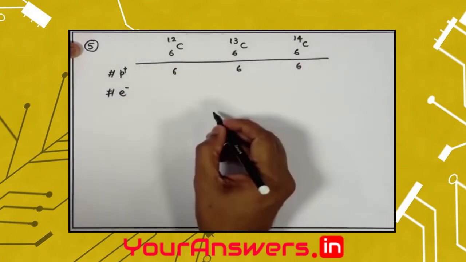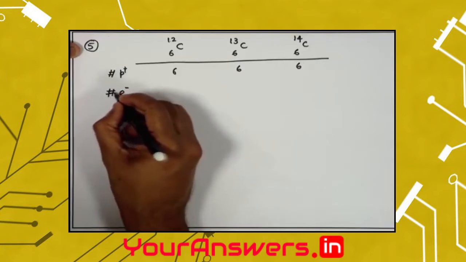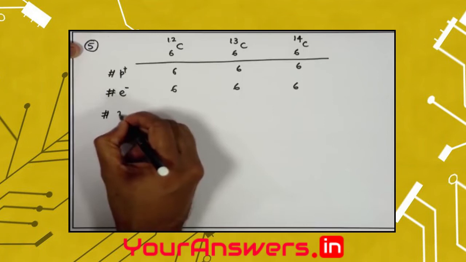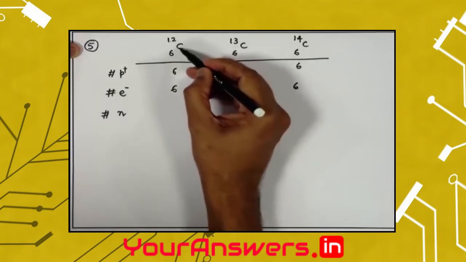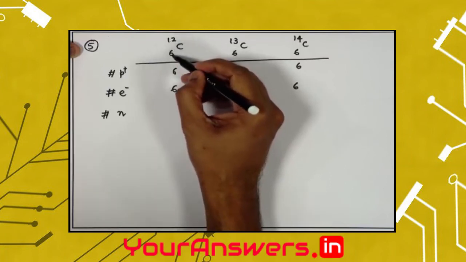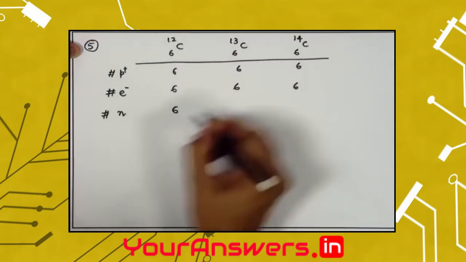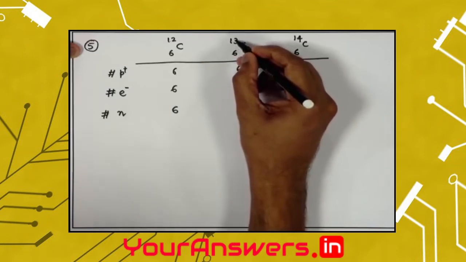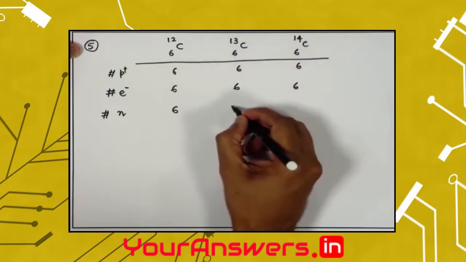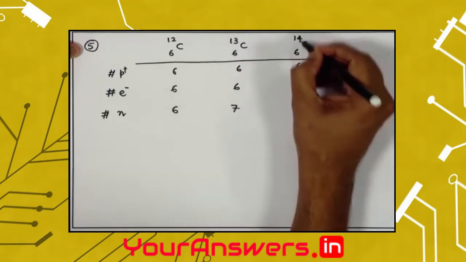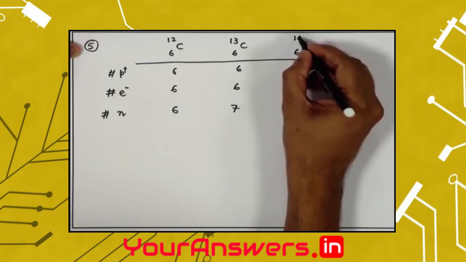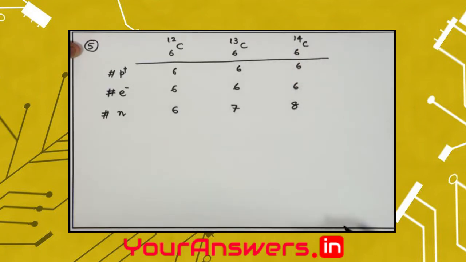All 3 species are neutral, so the number of protons is equivalent to the number of electrons, so that is easy. Let us find out the number of neutrons. The mass number in this C-12 is 12. That means there are 6 protons plus 6 neutrons. In this case, the mass number is 13, the atomic number is 6, so the number of neutrons is 13 minus 6, which is 7. In this case, the mass number is 14, the atomic number is 6, so the number of neutrons is 14 minus 6, which is equal to 8.